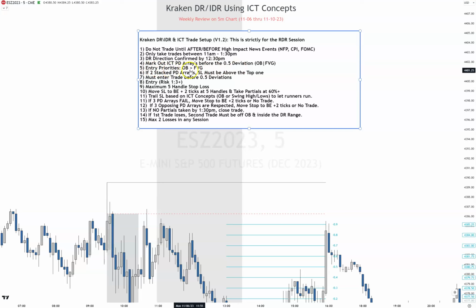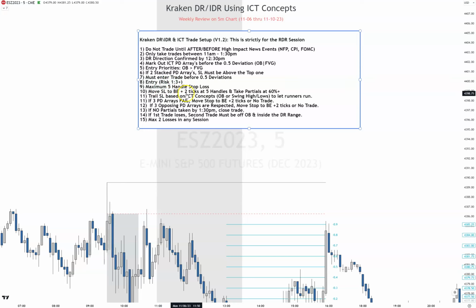Entry priorities, order block over fair value gap. So if there's an order block and a fair value gap right next to each other, I'm holding to try and take the order block. If two stacked PD arrays, stop loss must be above the top one. Must enter trade before the 0.5 standard deviations. Entry risk 1 to 3. Maximum 5 handle stop loss.